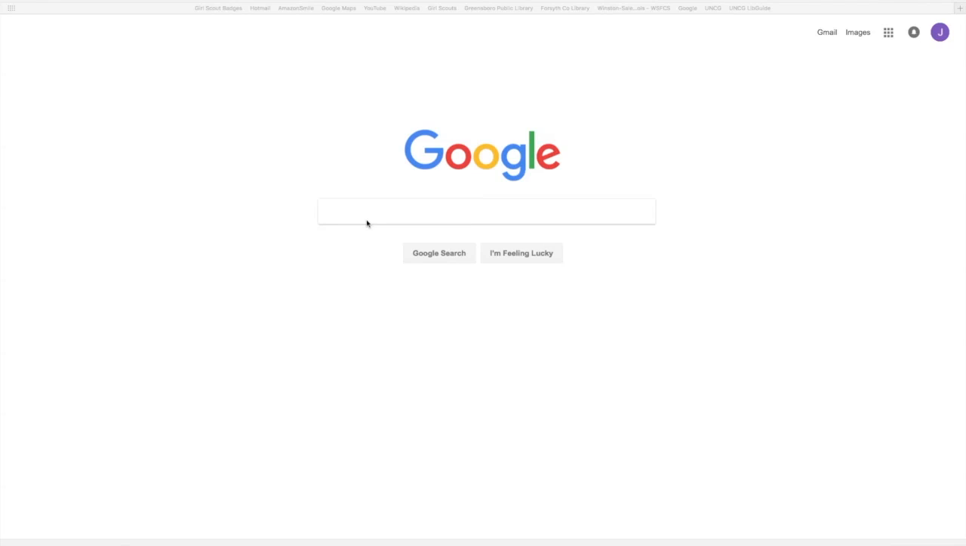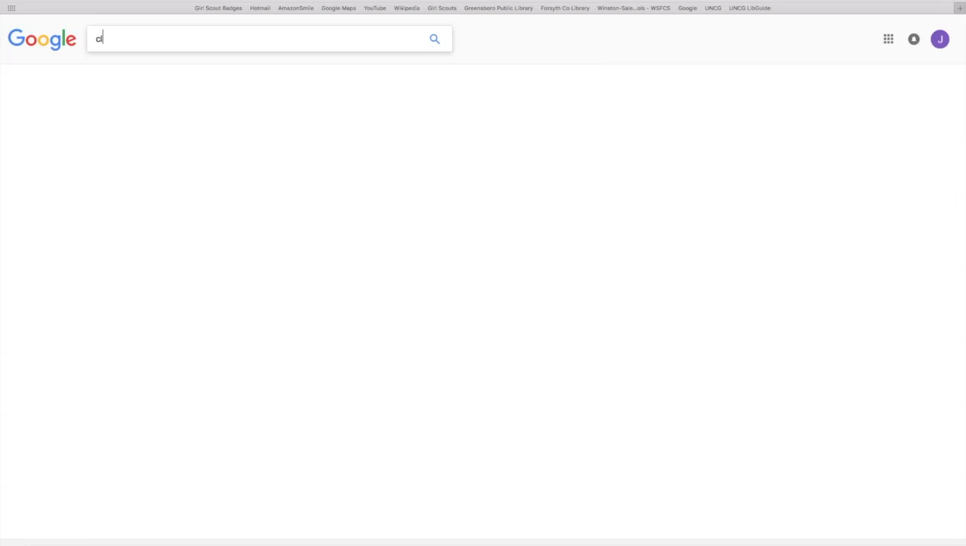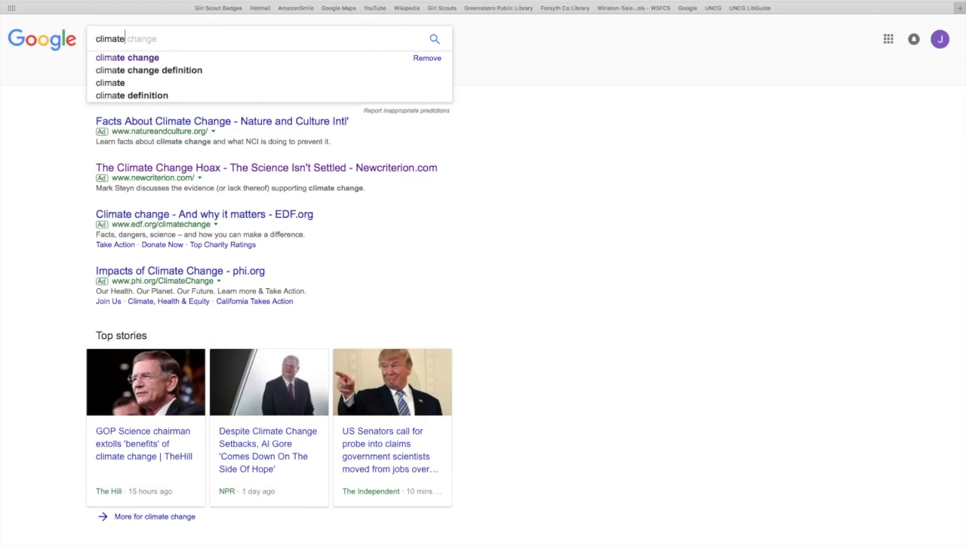When we meet tomorrow, you'll get to practice evaluating using these 4 moves. We'll see how Google's top search results fare when we search climate change.